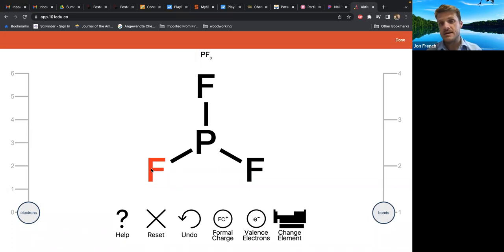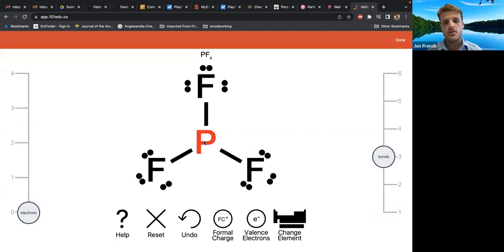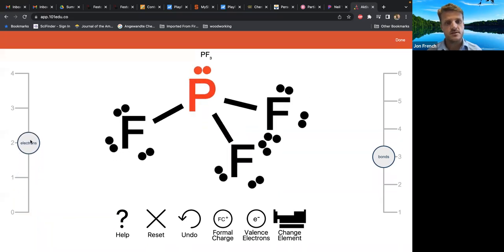So I'm going to assign 18 more here by filling the octet of each of the fluorines, right? Fluorine needs to have 8. Right now, it's only got 2 electrons. So I'm going to add in 6 more. I'm going to add in 6 more there as well. And then 6 more here as well. So I've added in 18 more electrons. I've got 2 electrons remaining. Those 2 electrons will go on the central atom phosphorus.